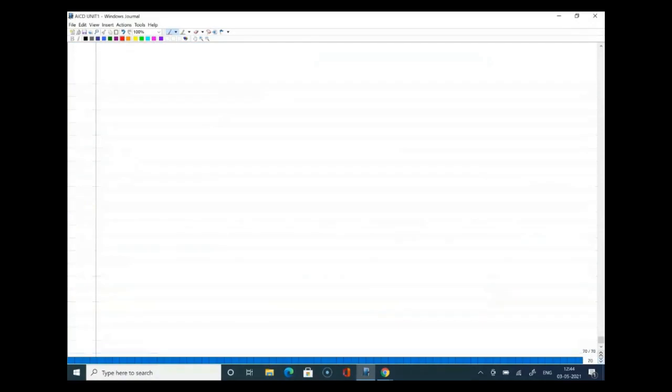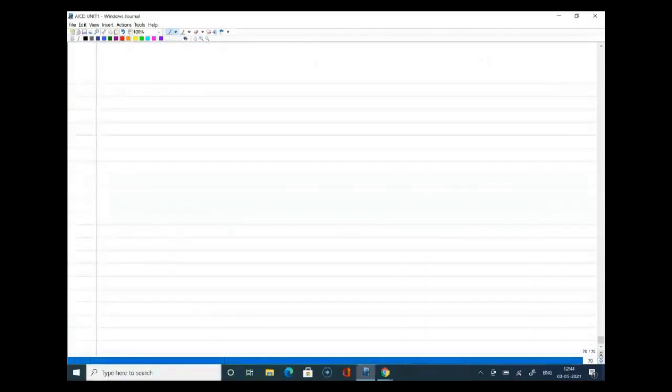So in today's class we'll start with common drain amplifiers. As the name suggests, when we say common drain amplifiers, the drain terminal will be common in this case. When I say the drain terminal is common, the drain terminal will act as a common point between both input and output.